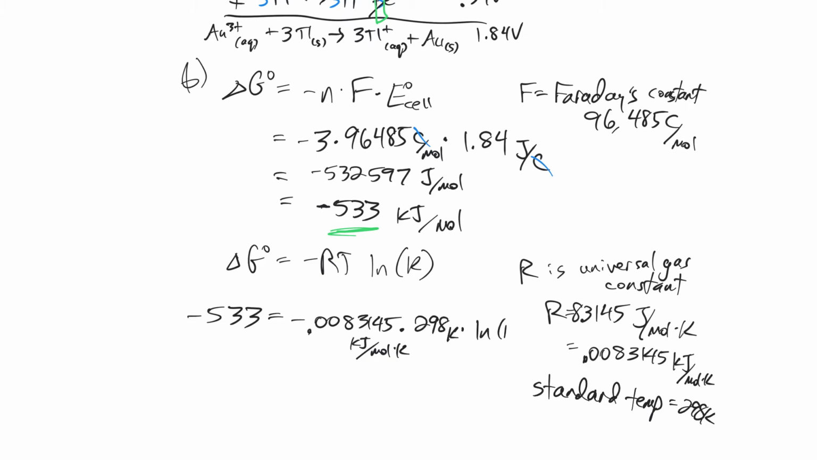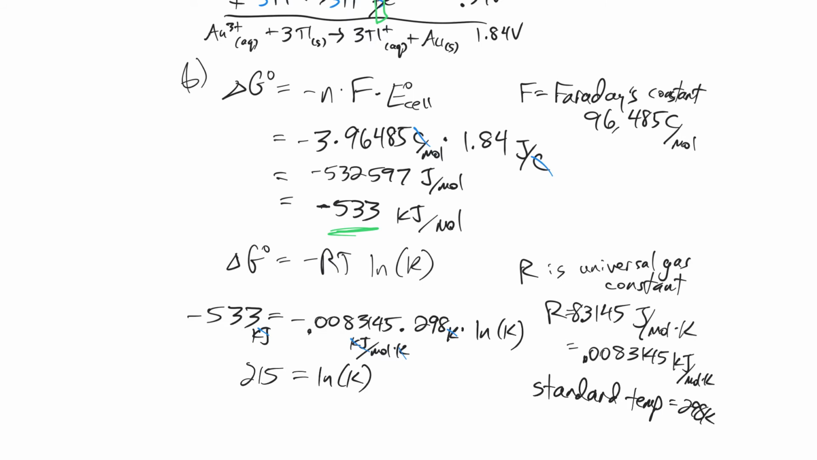And then natural log of the equilibrium constant K. If we look at units that cross out, kilojoules goes away, degrees Kelvin goes away, and we're going to be left with a unitless equilibrium constant. Go ahead and pull out your calculator, and we'll find that the natural log of the equilibrium constant is equal to approximately 215.